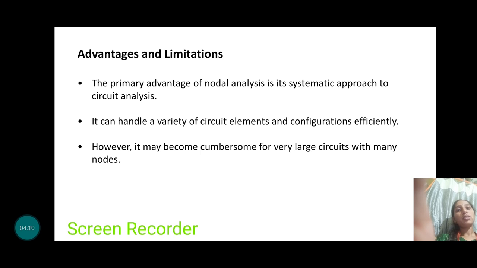The number of currents coming to the node is equal to the number of currents leaving the node. This is known as Kirchhoff's law. This is also known as nodal analysis. Nodal analysis is the combination of Kirchhoff's laws and Ohm's law. Ohm's law is known as V equals IR.